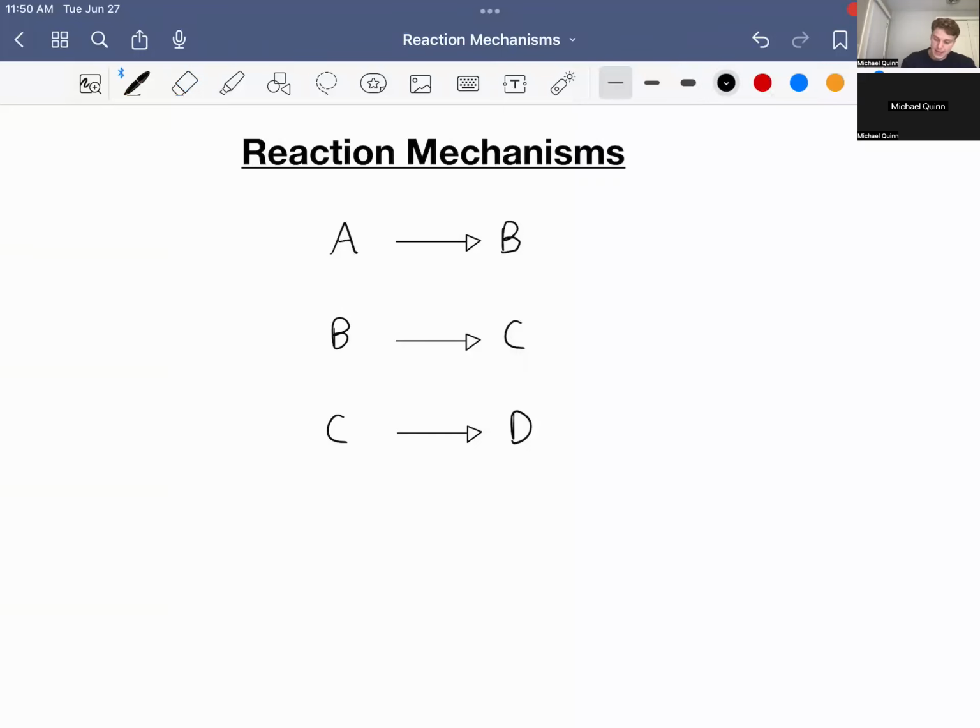So one thing we need to keep in mind is the topic of rate determining step. The analogy I like to make to describe rate determining step is making a cheeseburger. So if you were trying to make a cheeseburger and you were going to put one person in charge of doing each thing to make that cheeseburger, what would happen?